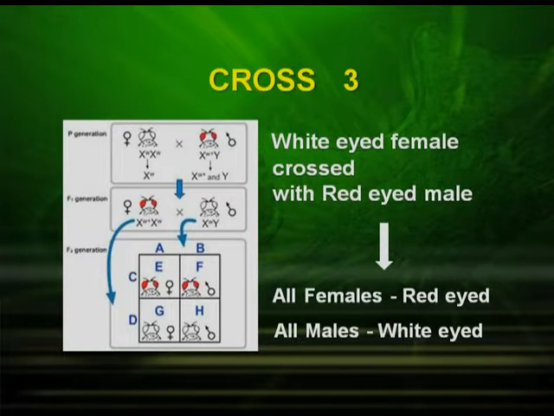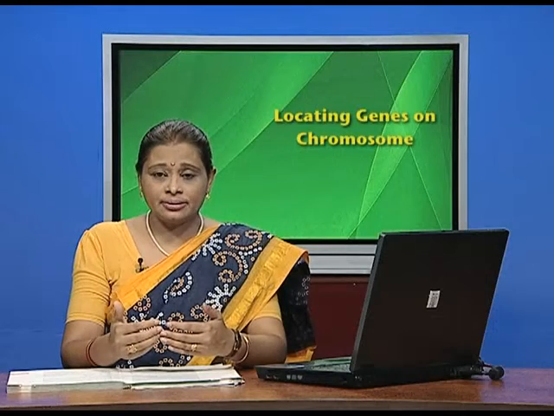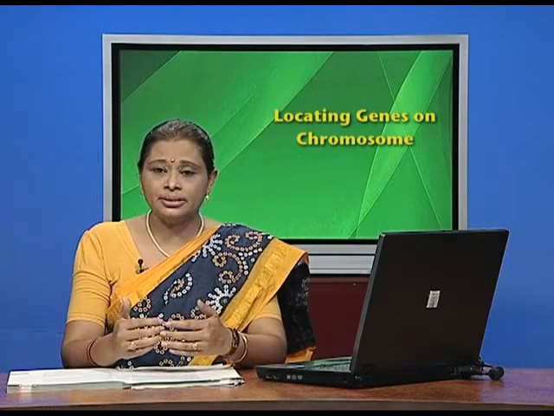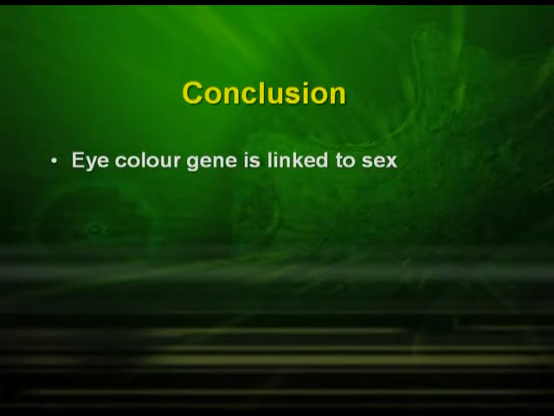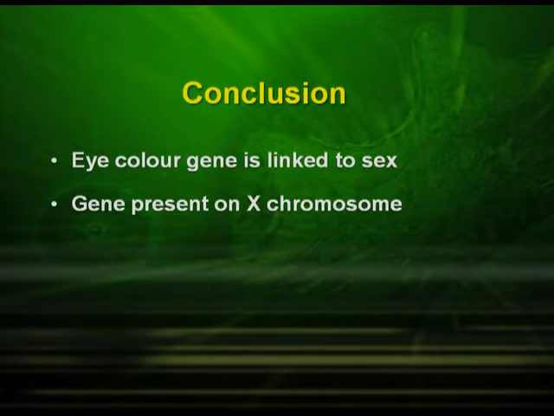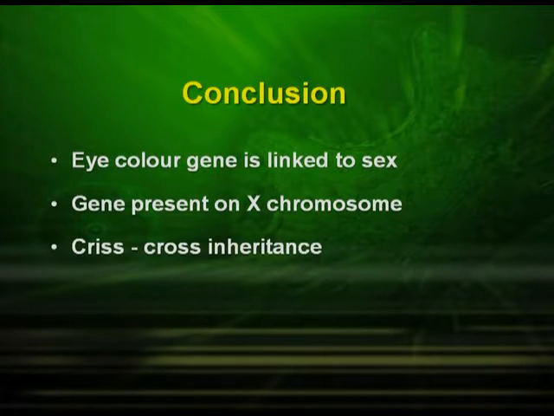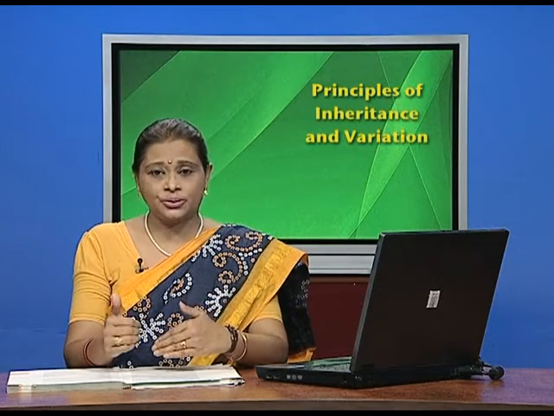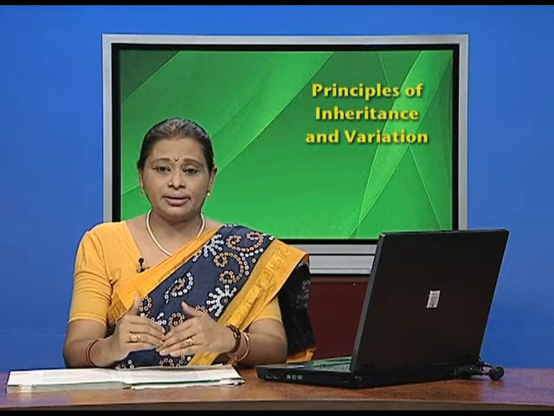Now, you know that the red-eyed female was the mutant one. How did it appear? Surprisingly, the result was that all the females were red-eyed and all the males were white-eyed. So, what were the conclusions made by Morgan? The first important conclusion was that the eye color gene is linked to sex and the gene is present on the X chromosome. There is a crisscross inheritance.